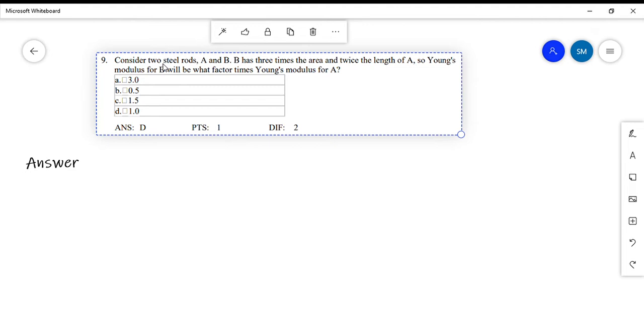You will not calculate anything. You will not use these givens. Those steel rods have the same Young's modulus. When you divide the same number over itself, it gives you 1. I hope you understand this.